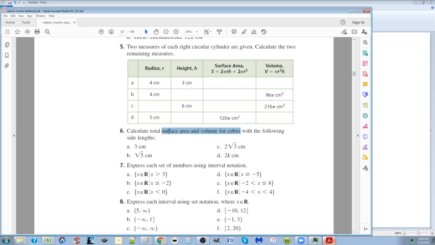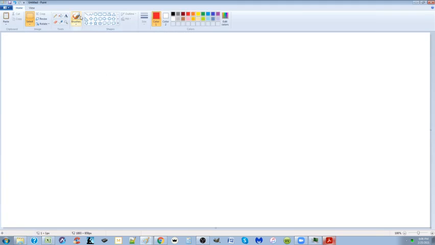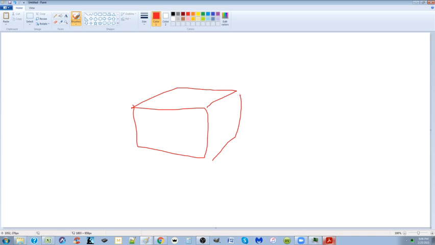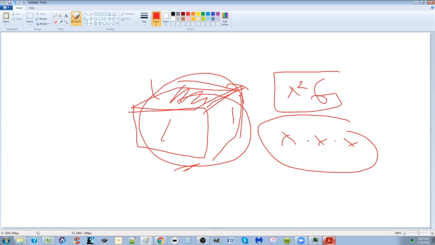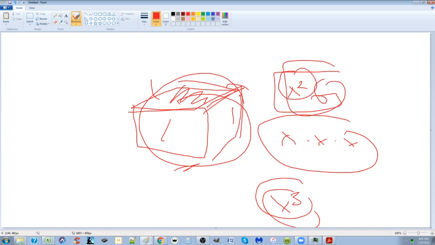Calculate total surface area for the cubes for the following. Okay, so cube surface area, if you imagine a die, has 6 sides, 1 up on top, 1 on the bottom, 1, 2, 3, 4 all around. So that means you take this dimension and this dimension, x squared, times 6. That's the surface area. The volume is just x times x times x, the width times the length times the height. For a cube, those are all the same, x cubed. So you just follow this for whatever x they give you.